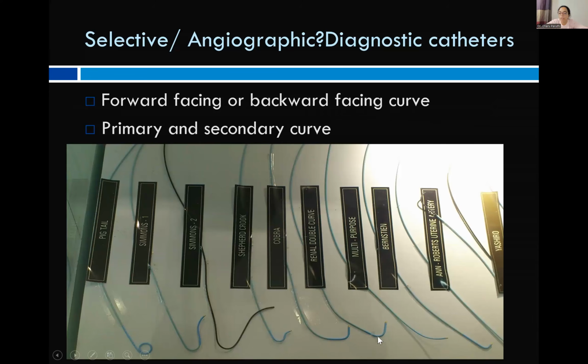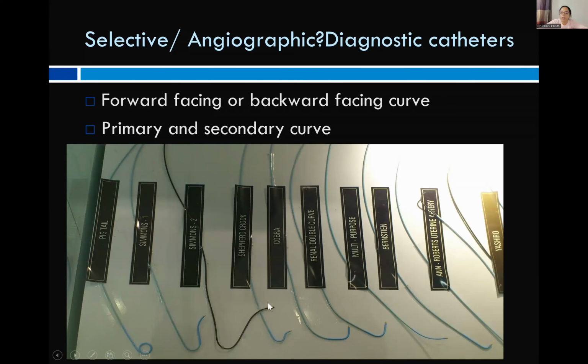The curve which is distal most is the primary curve, and the curve proximal to it is the secondary curve. So this is a double curved catheter and this is a single curved catheter. Based on the shape of their curves, they have different names and they are used to hook different vessels. Also, in catheters which have a secondary curve, if the direction of the primary and the secondary curve is the same, they are known as forward facing catheters. However, if the direction of the primary curve and the secondary curve is different, they are called reverse facing catheters.